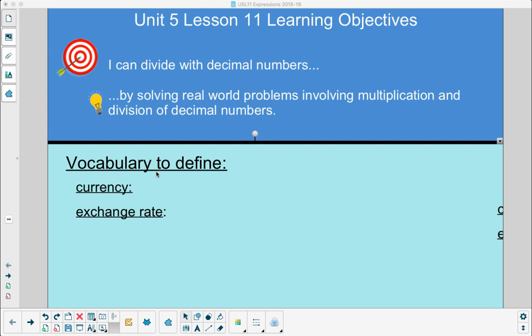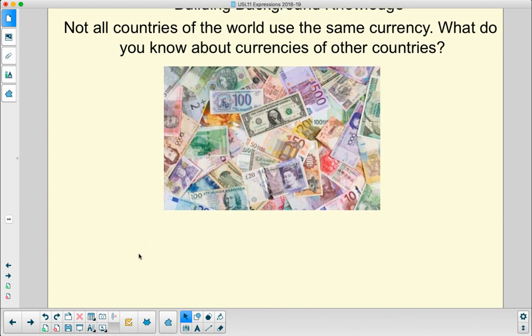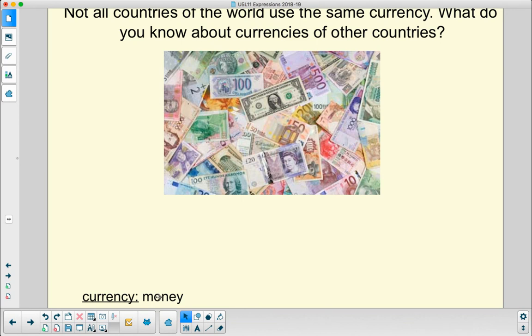Today's lesson, we have to use the words currency and exchange rate, but I didn't give them to you yet because I want to talk about those things a little bit first. If we had a big discussion, people could pop up and say, did you know that not everyone in the world uses the same currency? So what is currency? Well, you can see by my picture, currency is money.